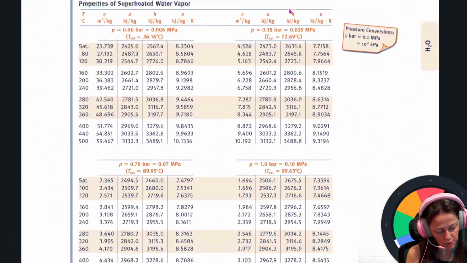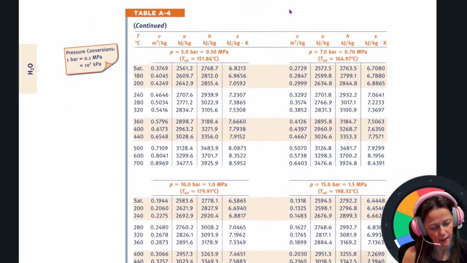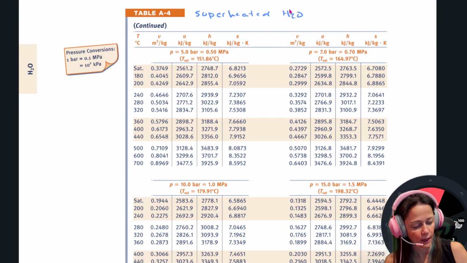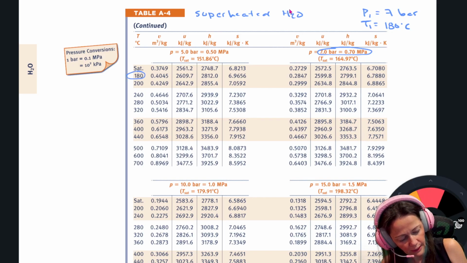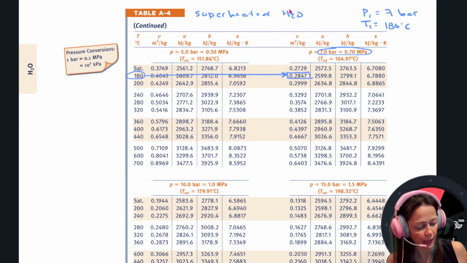So I'm going to go to my superheated tables, and they're organized in boxes of pressure. These are A4, superheated water. Okay, and I'm looking at 7 bar and 180 degrees Celsius. Perfect. So I got 7 bar and 180. I do need to look on over, and there's my specific volume. 0.2847 is the number I'm going with.